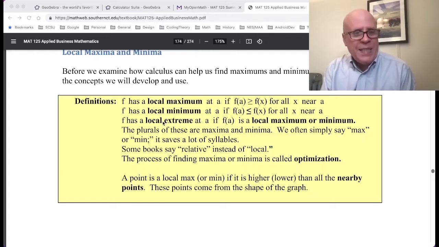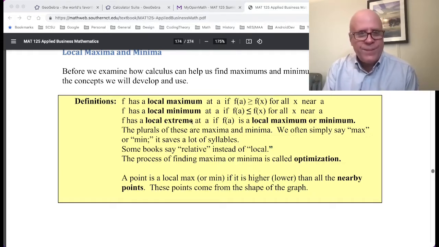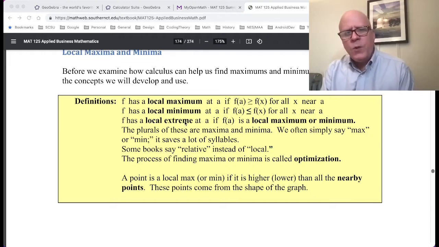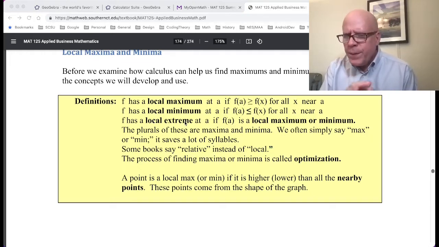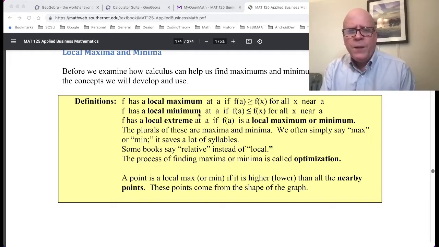If you want to speak generically, and in my opinion, the book has a sort of unprofessional sounding thing here, I wouldn't talk about a local extreme. You can say a local extreme value, that's okay, but it's better to echo the um and the a bits from the local maximum or many local maxima.